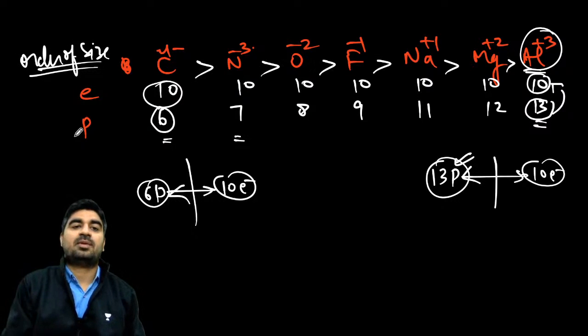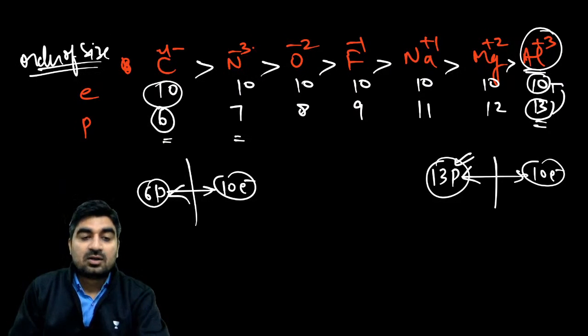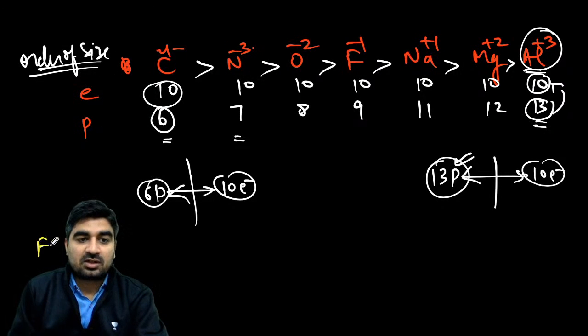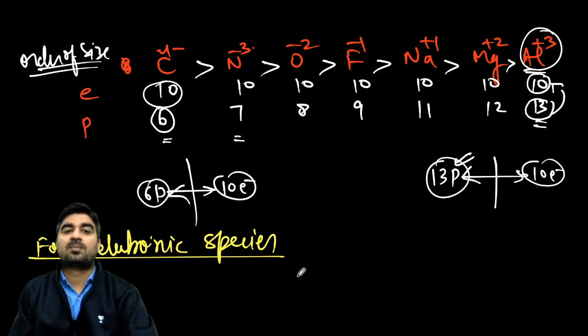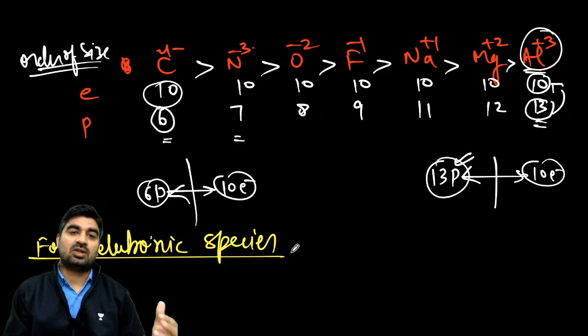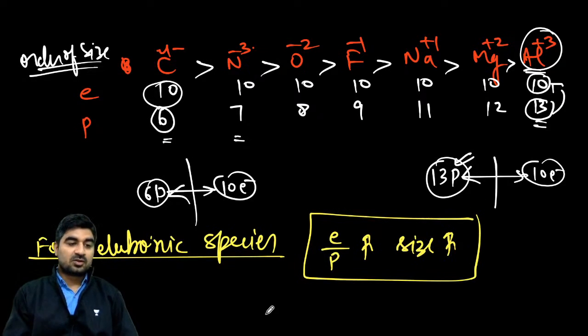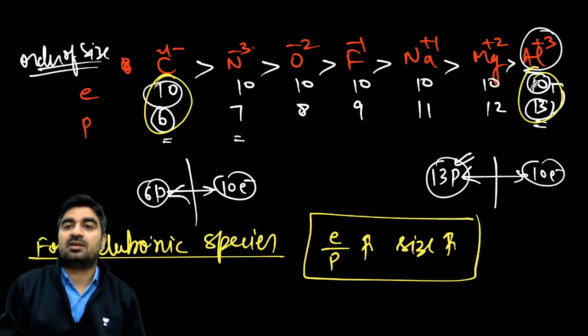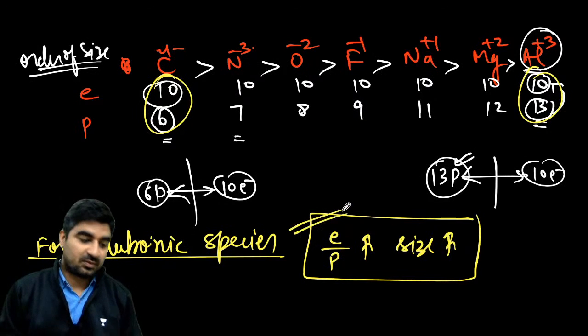And guys, I call them isoelectronic species. Why do I call them isoelectronic? So these are isoelectronic species. For isoelectronic species, yes, the size is this. So now you can say that as the E by P ratio increases, size increases. Got it? So the E by P ratio will be maximum here and minimum here. Got it? So you can make it a rule.